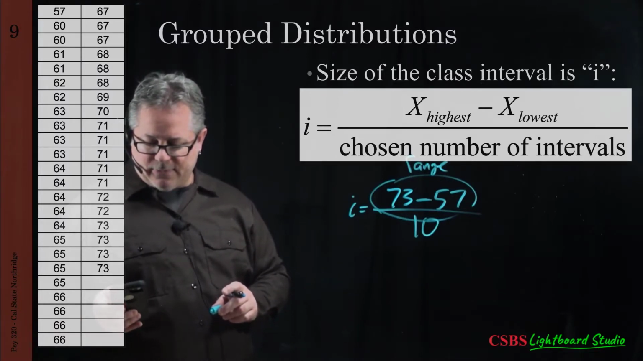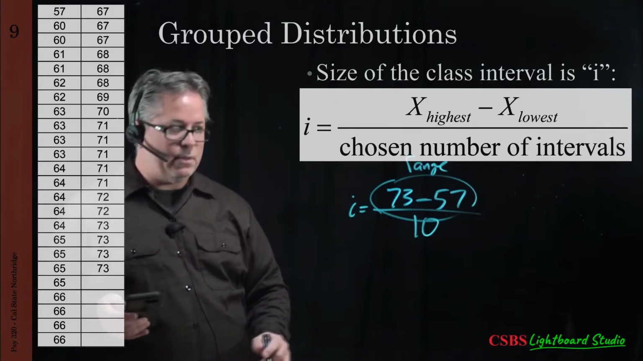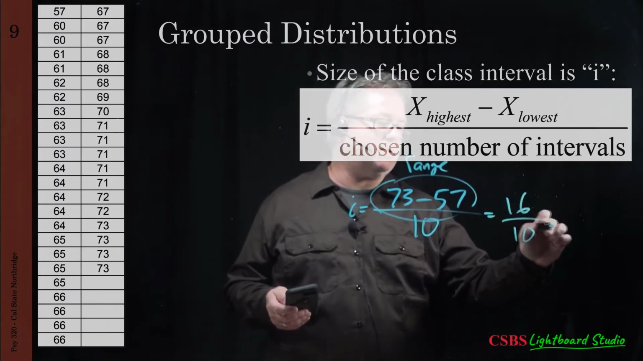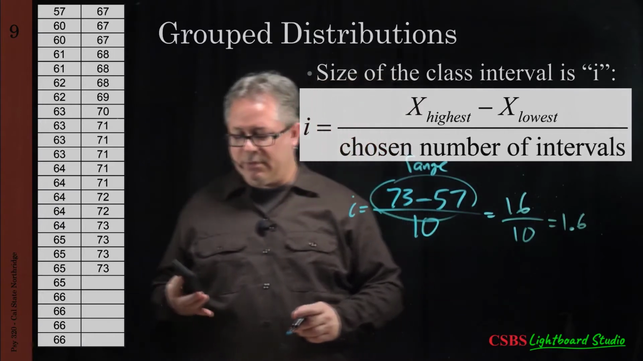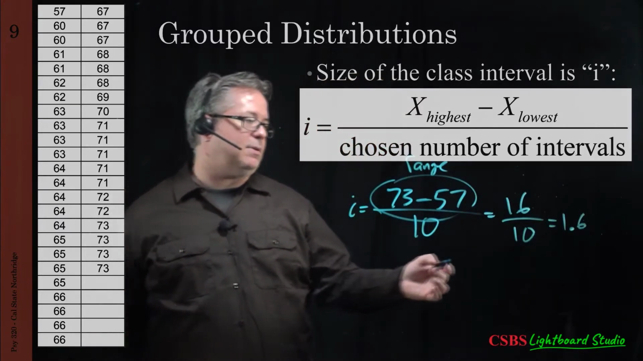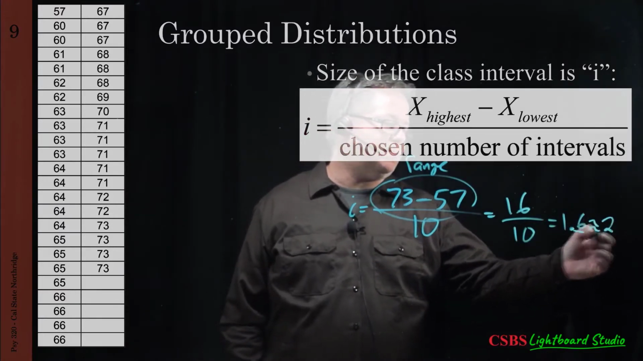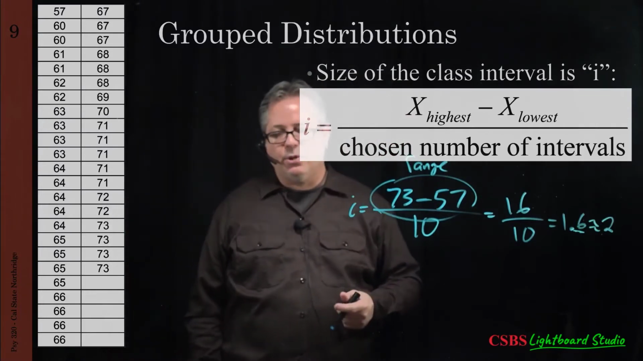73 minus 57 is 16. All right, so it ends up being 16 divided by 10, which gives us 1.6. Now, we don't tend to want interval sizes that are decimals, right? So I'm going to round this up to 2. We're going to choose an interval size of 2.